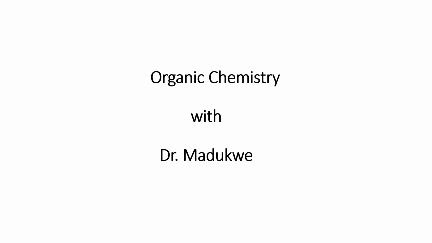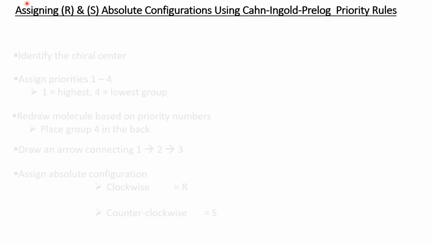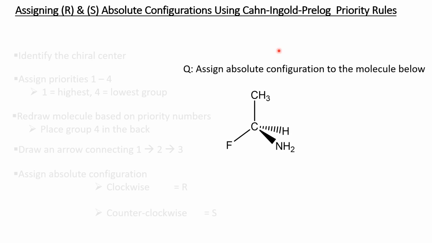In this video, I will be explaining how to assign R and S absolute configuration to a chiral molecule using the Cahn-Ingold-Prelog priority rules. The absolute configurations R and S stem from Latin words rectus, which means right, and sinister, which means left. I will explain this concept using the following question. Assign the absolute configurations to the molecule below.